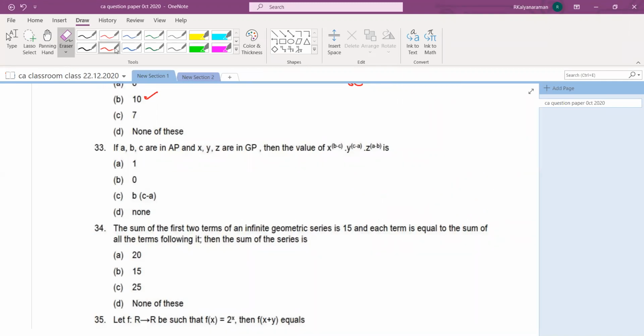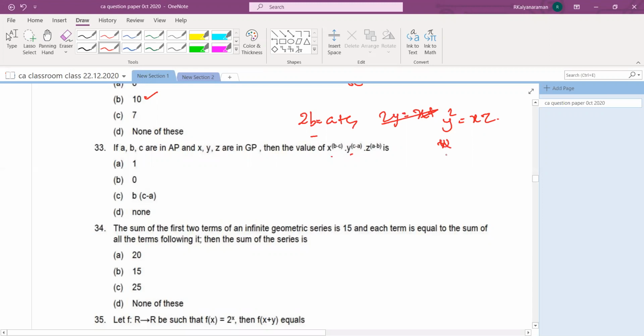If A, B, C are in AP and X, Y, Z are in GP, then find the value of X power B minus C... So obviously 2B is equal to A plus C, and Y square is equal to X into Z. Because this is GP, this is AP. You want the value of X power B minus C into Y power this thing.